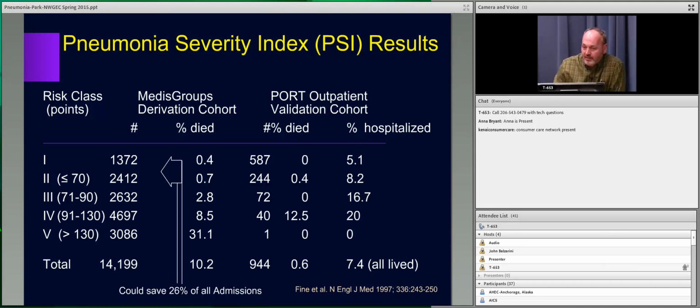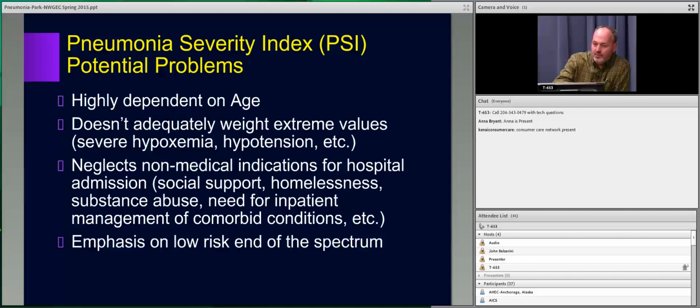They also looked at a validation cohort where they applied the same rules and it seemed to indicate that it would be safe to do what they had proposed to do. Now, in the validation cohort, there was only one person in class 5 who was managed as an outpatient, but he did fine.